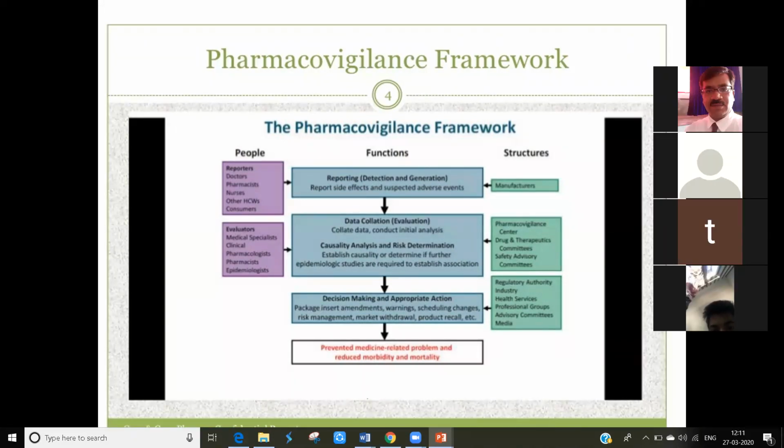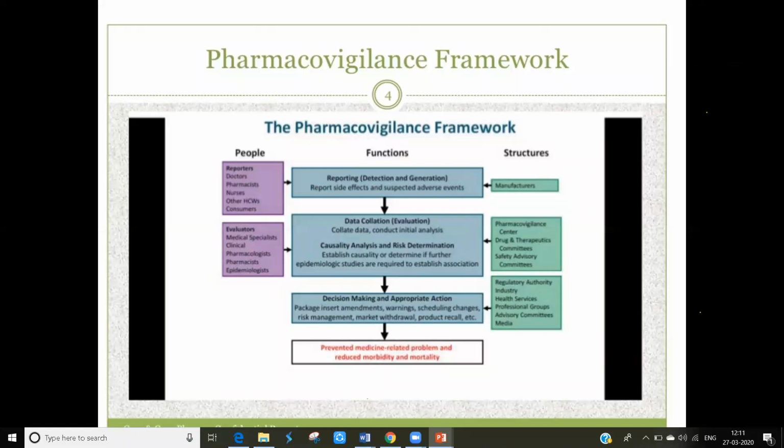If you see the structure, the regulatory authority is the concerned body that takes the actions. There are also industries, health services, professional groups, advisory committees, and media. Structurally, these are all who finally make these decisions. And lastly, the aim of the whole activity, the primary goal, is to prevent medicine-related problems and reduce the morbidity and mortality due to drugs.